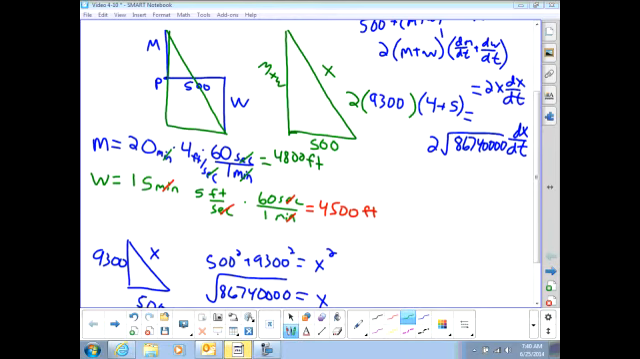And then all we need to do is get dx dt by itself. When you do that, you'll get approximately 8.99. Since we put our rates in as 4 and 5, that was in feet per second, so this rate must also be feet per second.